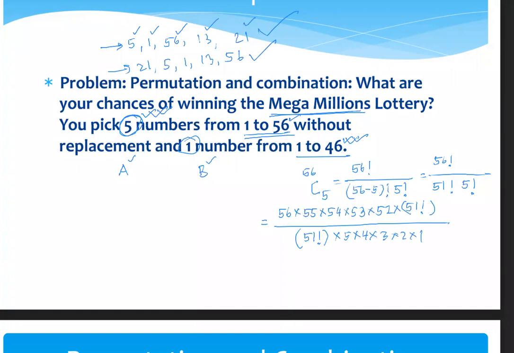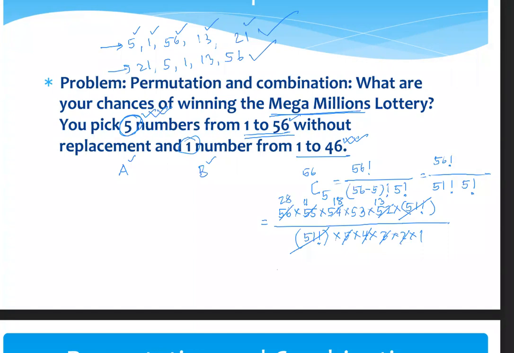Now you cancel things, 51 factorial, 51 factorial. That goes away. Now let's go ahead and cancel things. 5 goes into 55 11 times. 4 goes into 52 13 times. 3 goes into 54 18 times. 2 goes into 56 28 times.